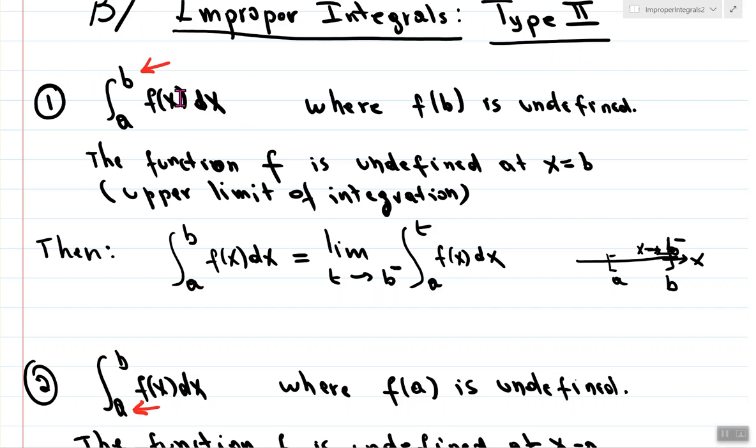So type 2 case 1 is you have the integral from a to b of f of x dx, where the function f of x, the integrand, is undefined at x equals b, at the upper limit of integration. So that's case 1.